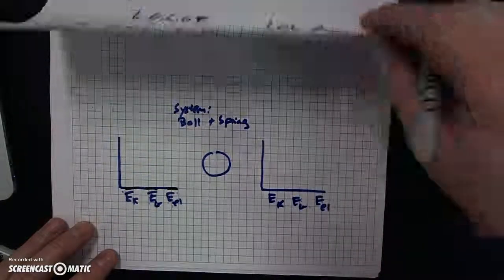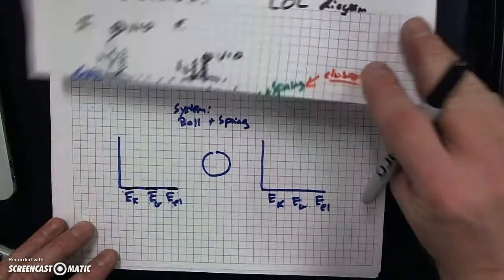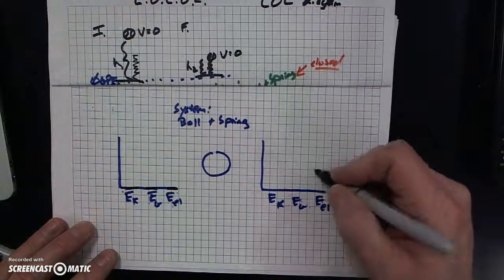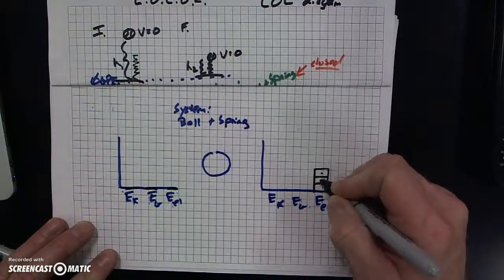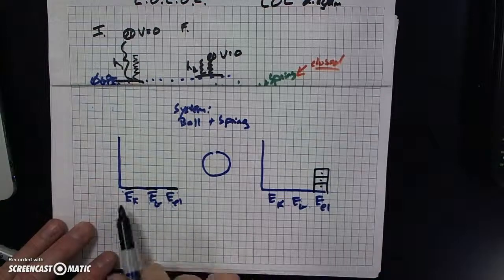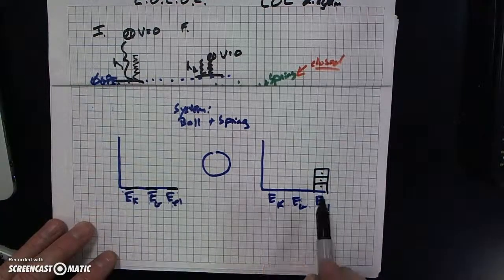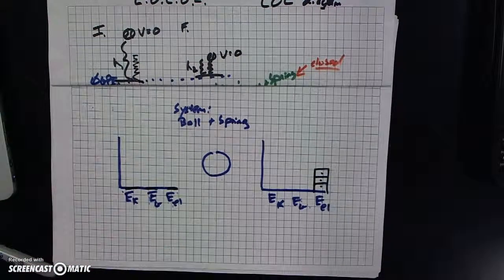Now before, we had 3 units. So I'm going to keep that going. I'm going to make this 3 units here of elastic energy. 1, 2, 3. So it looks like I started with nothing and ended up with 3. And that defies the law of conservation of energy.